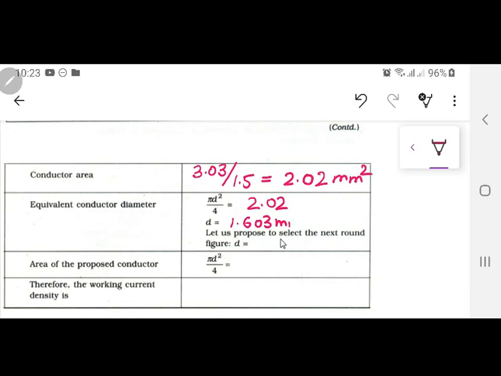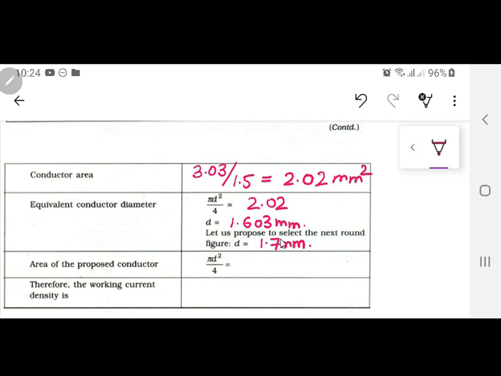Now 1.6, I will share with you the standard conductor table also. I don't have it with me at present, but we are always going to use standard conductors. This is an HT winding, so the next standard conductor which you are going to use is 1.7 mm. We cannot use 1.6, because if we use 1.6 the current density will be violated. So I am going to go with the higher one, which is 1.7.